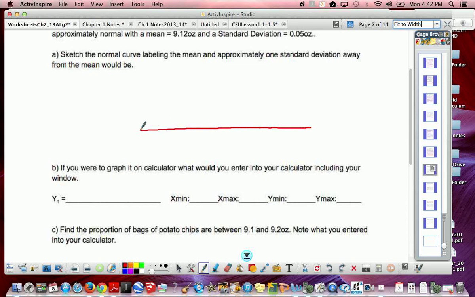So, sketch myself an x-axis, draw myself a nice normal curve. The mean is right at the peak, 9.12 ounces. Now I go to approximately where the inflection points would be, where it changes curvature, and I add 0.05 ounces, so that would go up to 9.17. And if I subtract, I get 9.07 ounces. So that's all you need to do in part A.